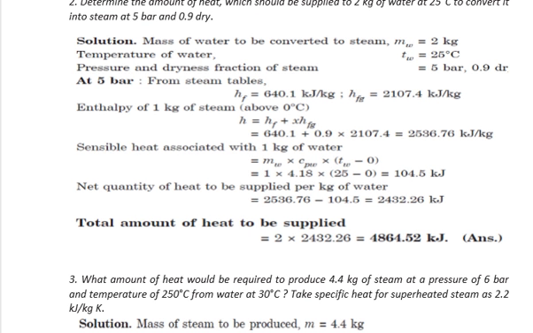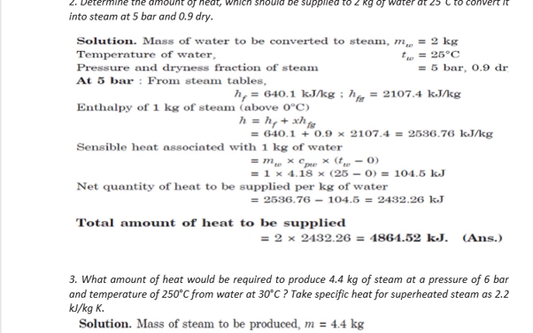Then first of all, use the steam table again. From the steam table at 5 bar, you have to find out the enthalpy values, HF and HFG. Then HF equal to 640.1 kJ per kg and HFG equal to 2107.4 kJ per kg. Then the enthalpy of 1 kg of steam above 0 degrees Celsius, the formula again the same, H equal to HF plus X HFG. Put the values: H equal to 640.1 plus 0.9 into 2107.4, you will get 2536.76 kJ per kg. This is the standard formula.